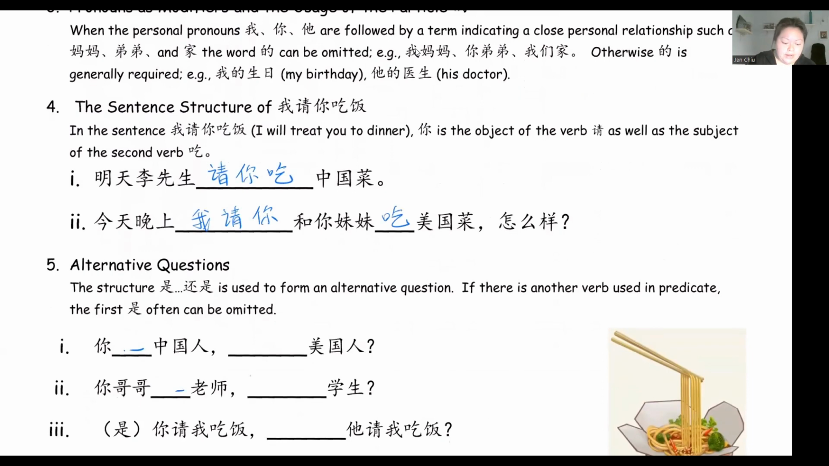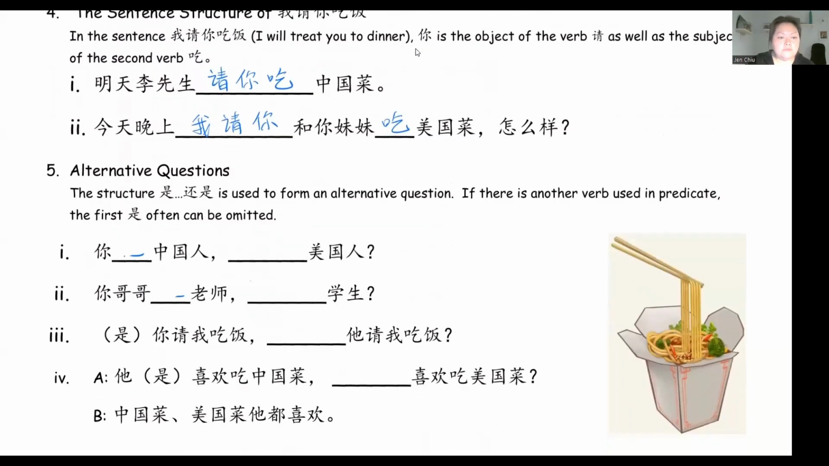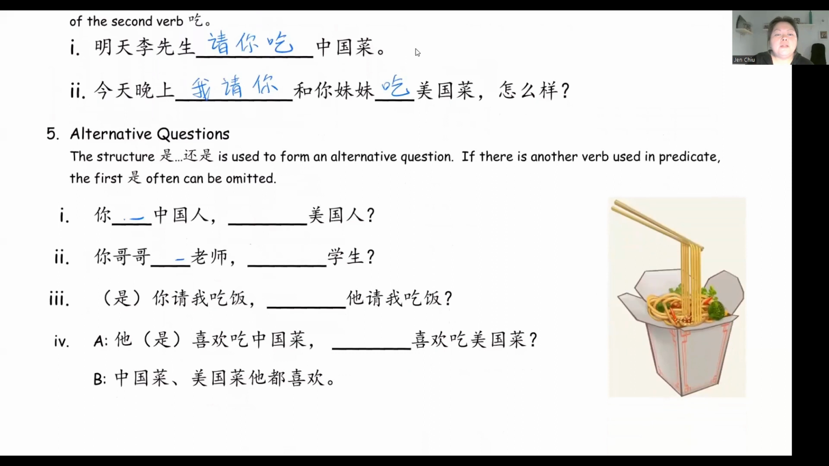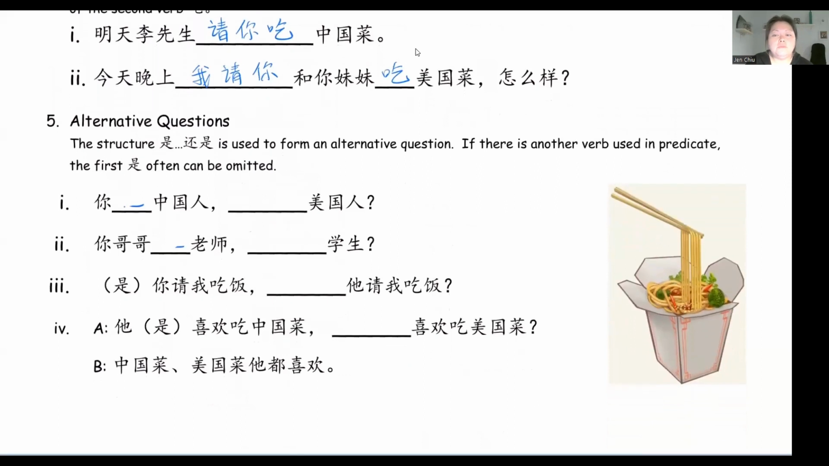Okay? All right. Last part here, the structure 是 versus 还是 is used to form an alternative question. If there's another verb used in the predicate, the first 是 can be omitted. All right. So in the first two structure, we have the 是还是. So you say 你是中国人还是美国人? So you are asking the two options. And generally, your answer should be one of the two. It shouldn't be a third option. But it's not like it's not okay. It's just general. All right. 你哥哥是老师还是学生? So he's a teacher or a student.